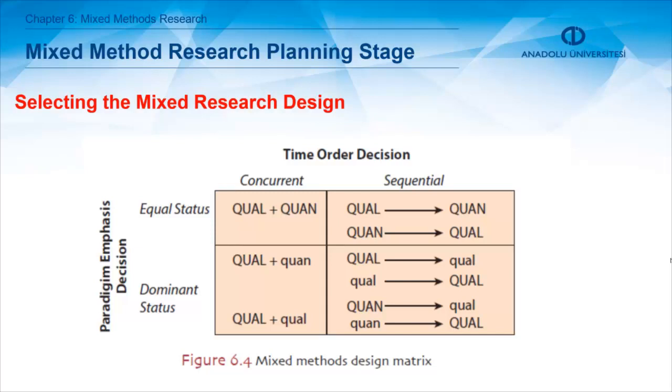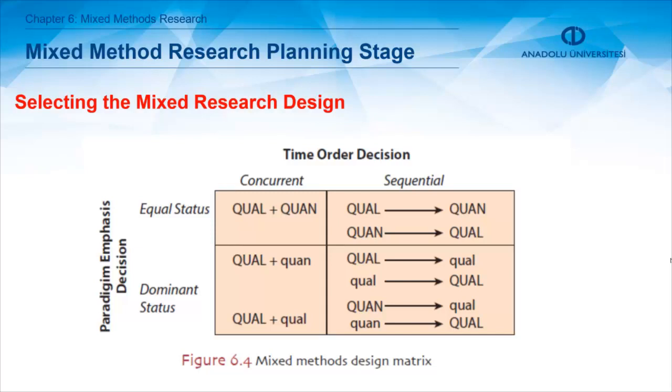Because you mix 2 types of data, qualitative and quantitative, you need to decide on which one you will collect first. Or will you collect them concurrently? Will you collect them sequentially? Which one will be more dominant, qualitative or quantitative? And in the figure here, you can see we have some different choices. For example, if both of them, qual and quant, are written in capital letters, that means both of them are dominant, they have equal status. And if it's a plus between them, that means they will be conducted concurrently.